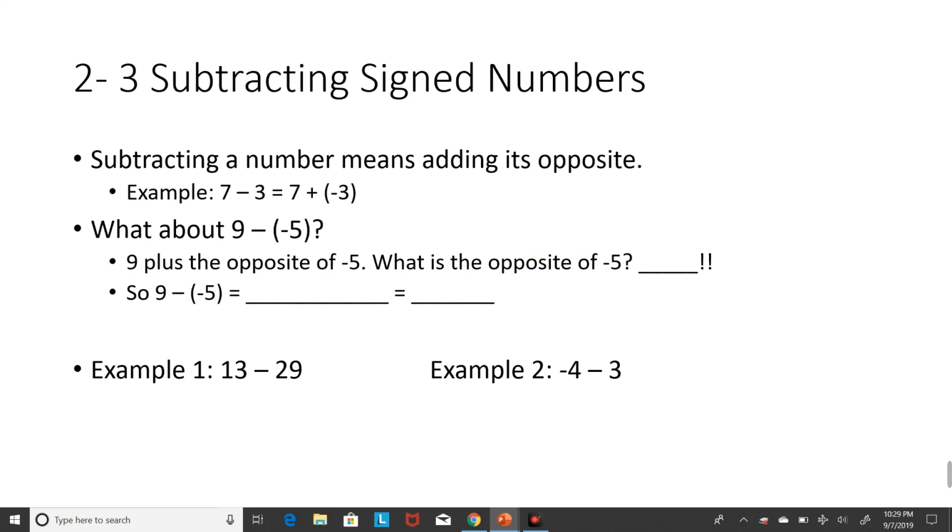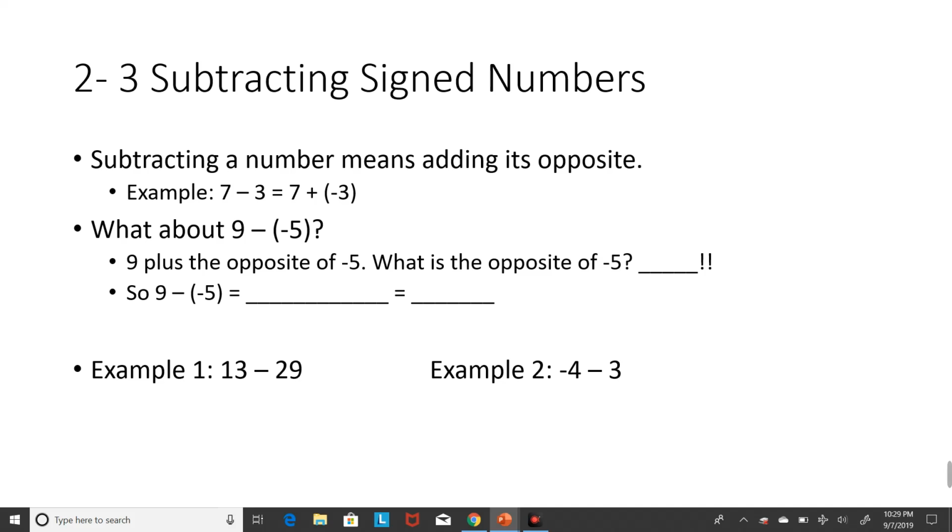So we're going to move on to section 2-3, which is subtracting signed numbers. So subtracting a number is the same thing as adding its opposite. For example, 7 minus 3 is equal to 7 plus negative 3.